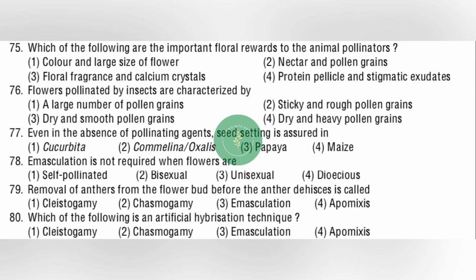Question number 78. Emasculation is not required when flowers are option number 3, unisexual. Question number 79. Removal of anthers from the flower bud before the anther dehisces is called option number 3, emasculation. Question number 80. Which of the following is an artificial hybridization technique? It is option number 3, emasculation.